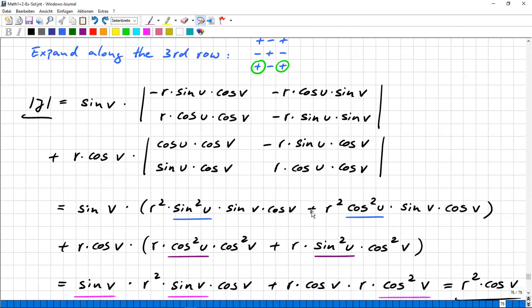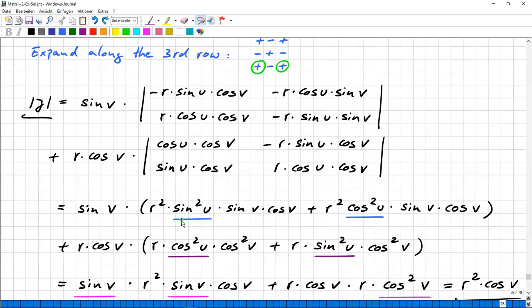Plus, but why is it a plus? Well, we have to subtract the second diagonal product. And since here's a minus, and I say minus this times this, it gets positive again. We get a positive sign, plus, but then again also r times r is r squared, cosine of u, this cosine squared of u, and then sine of v times cosine of v.